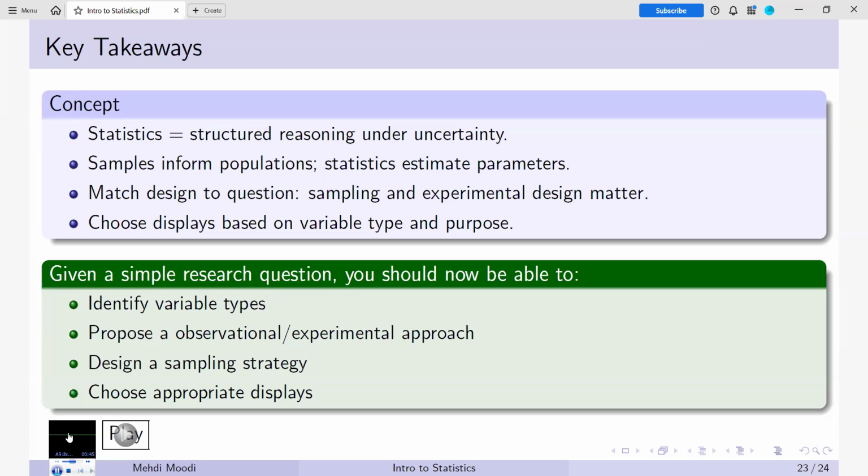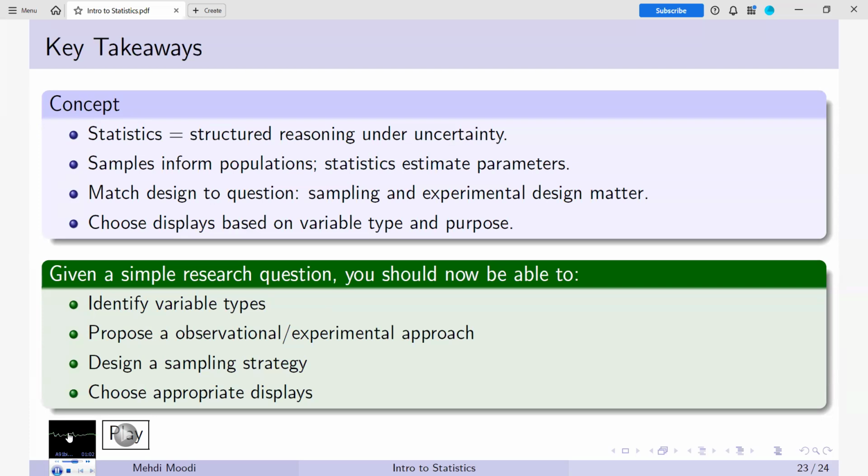Sampling strategy. Instead of just asking your friends, convenient sample equals bias, you'd want a stratified sample across programs and years. That way, engineering students pulling all-nighters don't dominate the results.